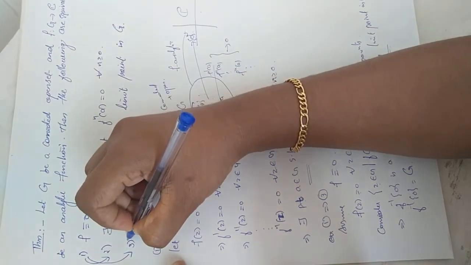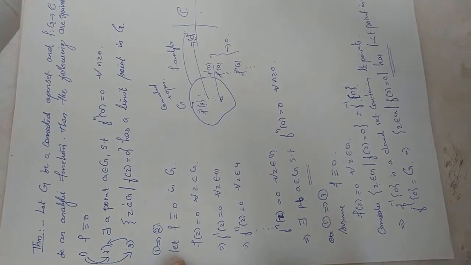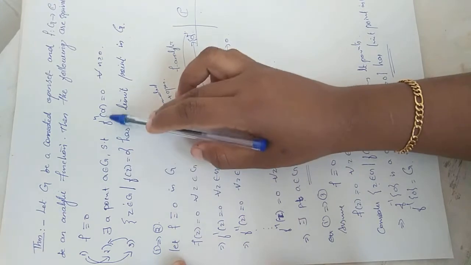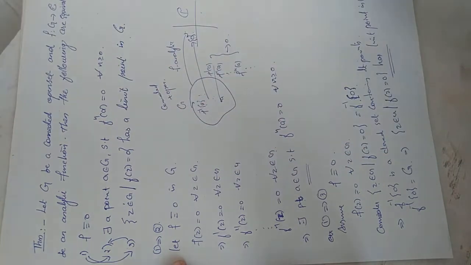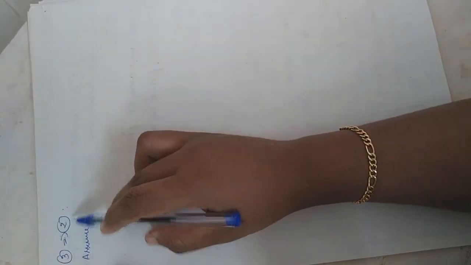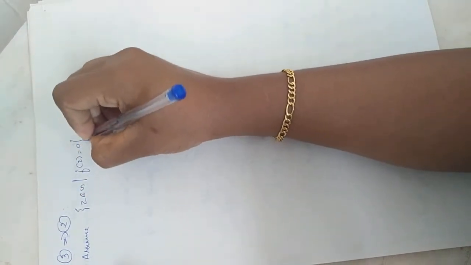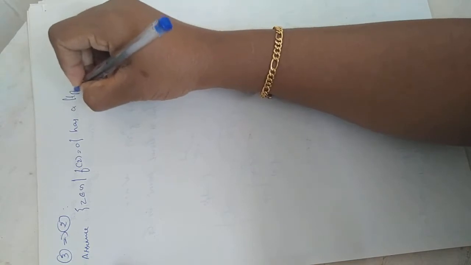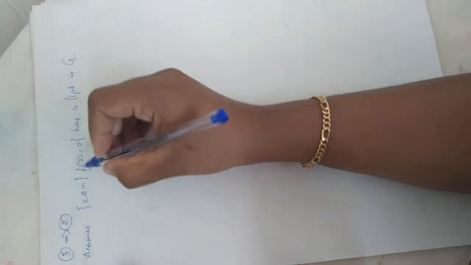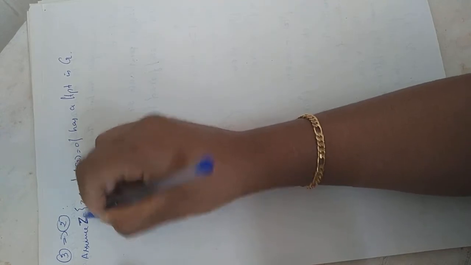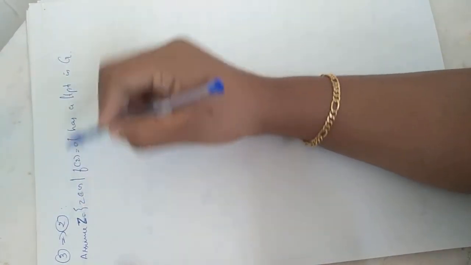Now we will prove that 3 implies 2. That is, if this set has a limit point in G, we will prove that there is a point A such that the nth derivative equals 0 for every n greater than or equal to 0. So for proving 3 implies 2, assume the set of all z in G such that f of z is equal to 0 has a limit point in G. Now I define this set as capital Z. Then by our assumption, the set Z has a limit point in G.